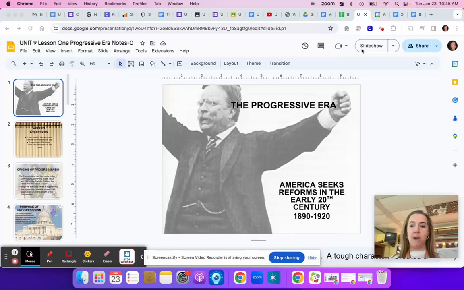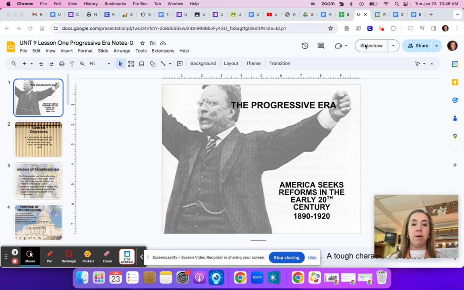Welcome to the Progressive Era. So, we just wrapped up Unit 8, which covered the Second Industrial Revolution and also the period we talked about, the Gilded Age, which is basically happening at the exact same time as the Second Industrial Revolution. And if you remember, during the Second Industrial Revolution, there were lots of drastic changes in the daily lives of Americans. We had an increase in population, an increase in immigration, an increase in factory work and labor.